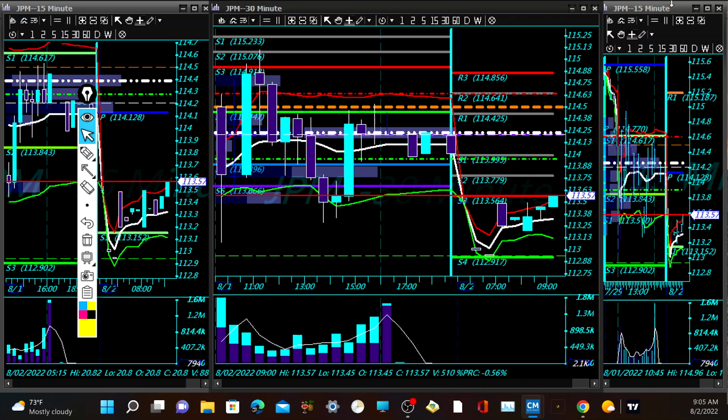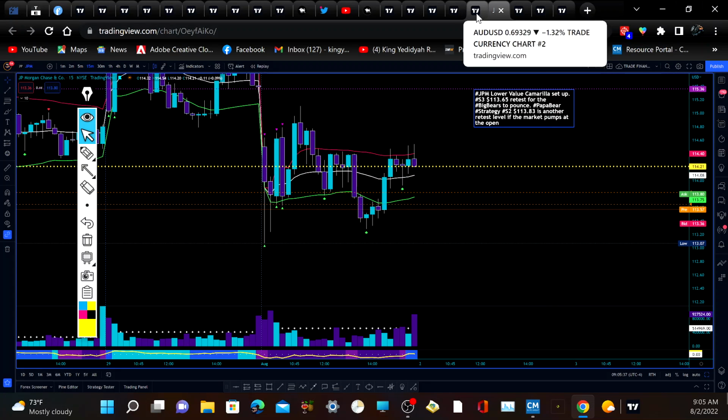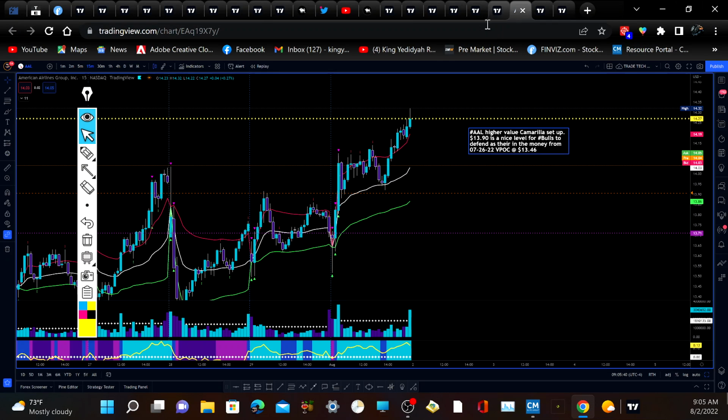So let's see, let's move on to something else. So that's one on my watch list. AAL is another one on my watch list. That's a higher value Camarilla setup today. 1390 is a nice level for the bulls to defend as they're in the money from the 26th. The VPOC is at 1346. So let's see, let's go to AAL on DAS.